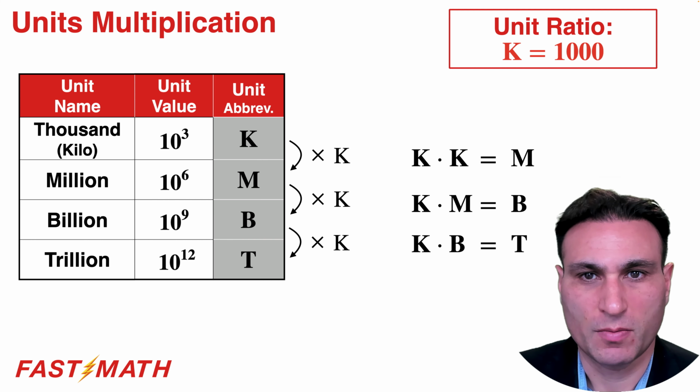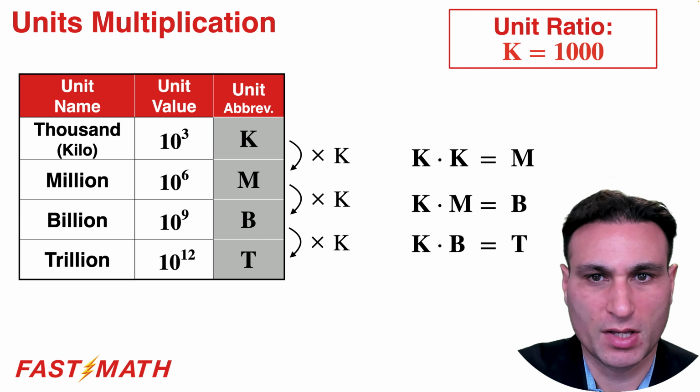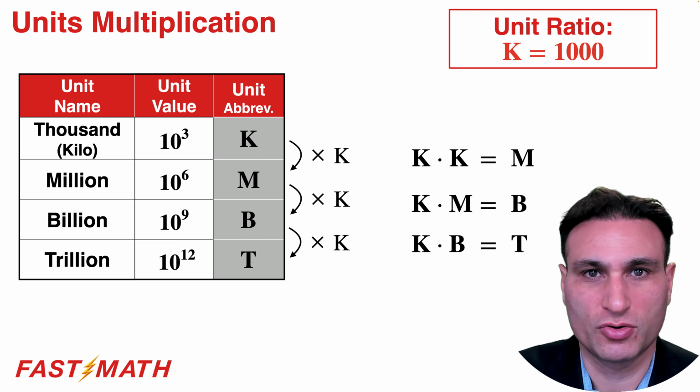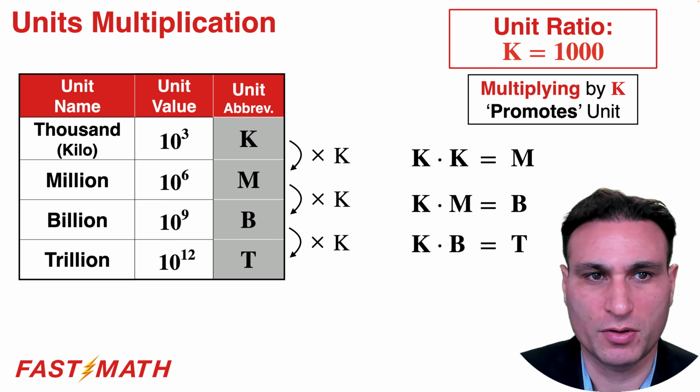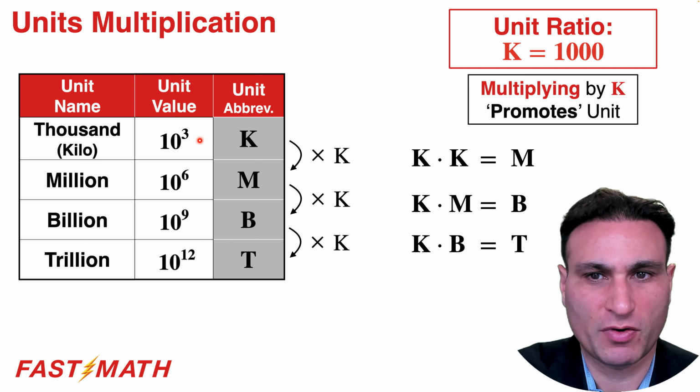To summarize, the main idea is that first, K is an abbreviation for 1,000 or 10 to the third. So get used to seeing K. Next, multiplying a unit by 1,000 or K or 10 to the third changes the unit to the next larger unit, which I call promoting the unit. This is really the main idea behind this entire video, using the definition that K is an abbreviation for 1,000. This follows from the exponent of 10 in the unit value increasing by 3 with each larger unit, and 10 to the third being equal to 1,000 or K.